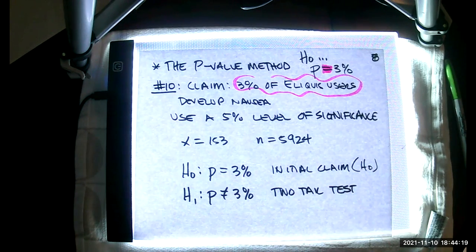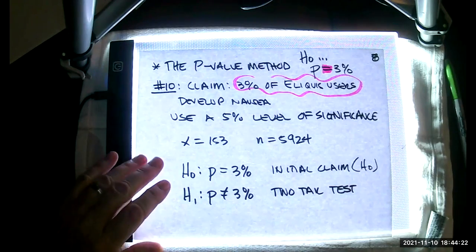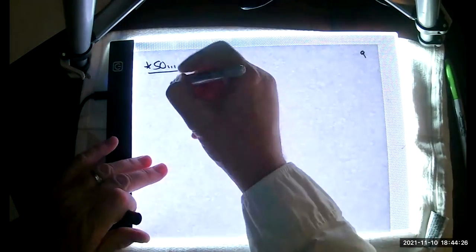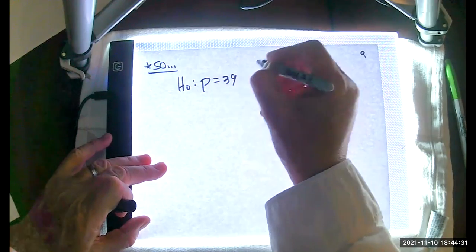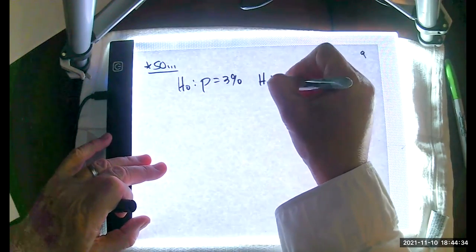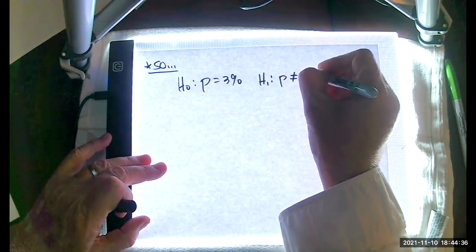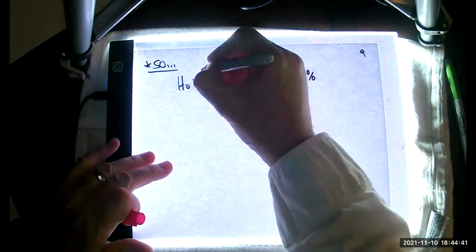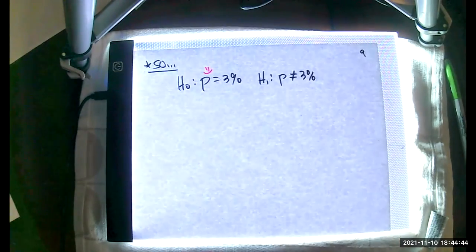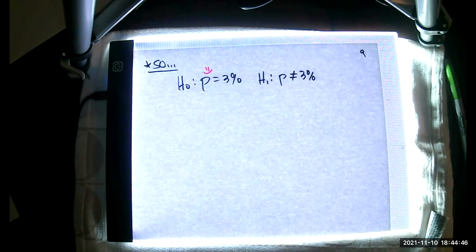So let me go through the tedious 5 steps. I'll begin anew. So H naught, P equals 3%. H1 is not equal to 3%. I like colors, so I will note that that's my initial claim. All right, I've got my X and I've got my N. I'm going to jump over to my other seat and pull up my calculator.